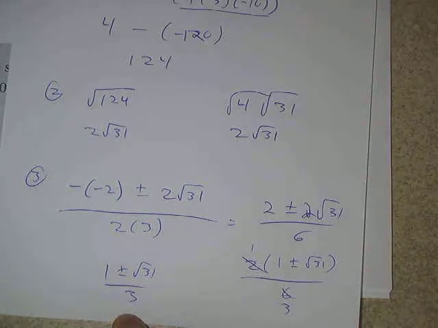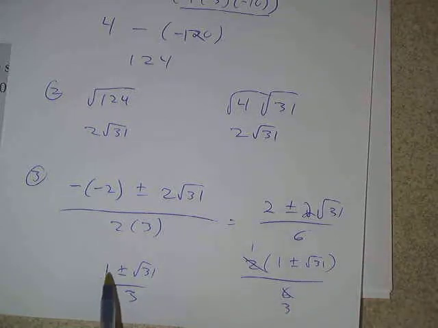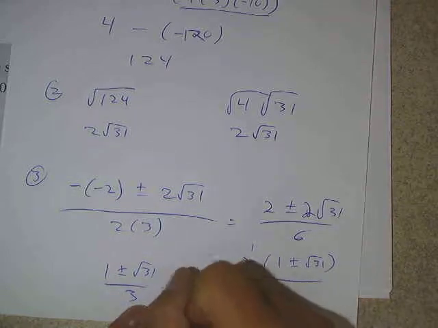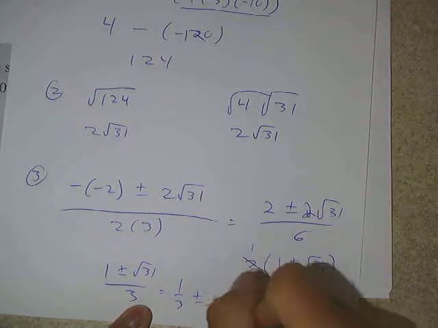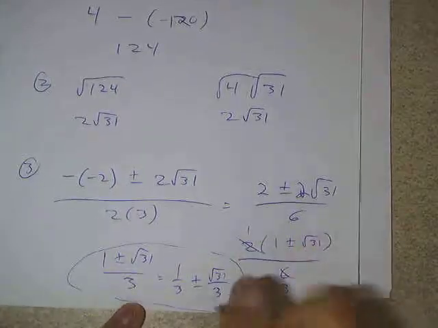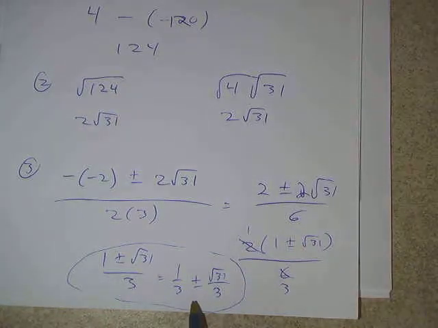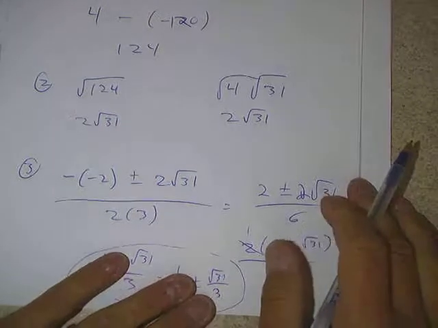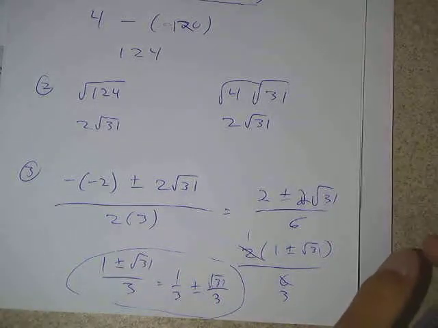Now we might say that looks a little different than what we did with the completing the square part. But remember, if I have this 1 plus radical 31 divided by 3, I can change that to have them divided individually as well. These two things are equal. And if you remember when we did it with completing the square, we got this as our answer. But those two things are exactly the same.